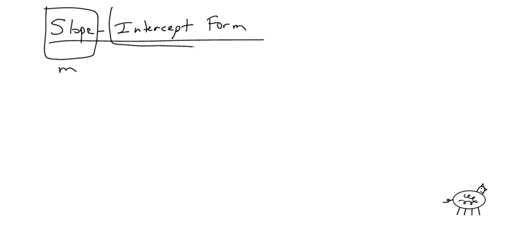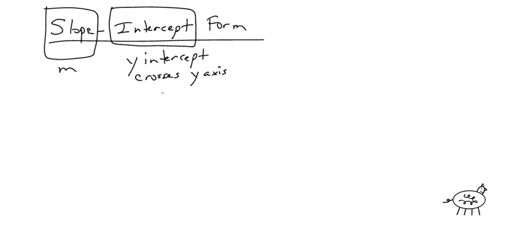And the word intercept here refers to the Y-intercept. So what does the Y-intercept mean? It means where it crosses the Y-axis. It's pretty simple, and the letter they use for that is B. I'm not really sure why, maybe because the Y-intercept is a beautiful thing. I have no idea. Anyway, they use M and B.